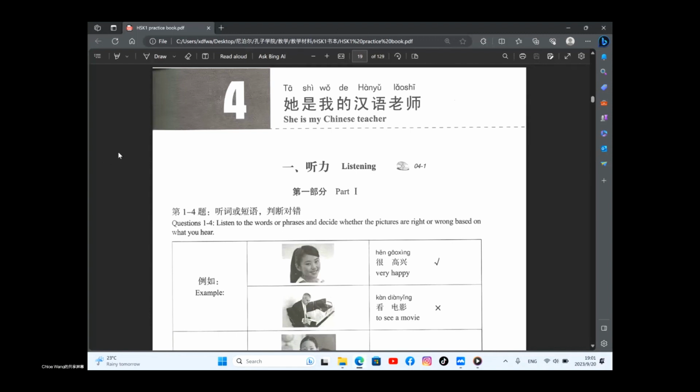1. Listening. Part 1. Questions 1 to 4. Listen to the words or phrases and decide whether the pictures are right or wrong based on what you hear. Example: 很高兴 very happy, 看电影 to see a movie.